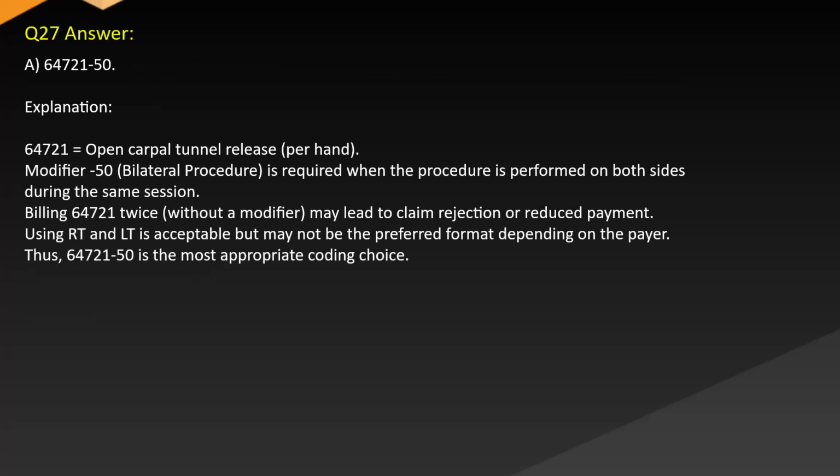Answer A. 64721-50. Explanation: 64721 is an open carpal tunnel release per hand. Modifier -50, bilateral procedure, is required when the procedure is performed on both sides during the same session. Billing 64721 twice without a modifier may lead to claim rejection or reduced payment. Using RT and LT is acceptable but may not be the preferred form, depending on the payer. Thus, 64721-50 is the most appropriate coding choice.